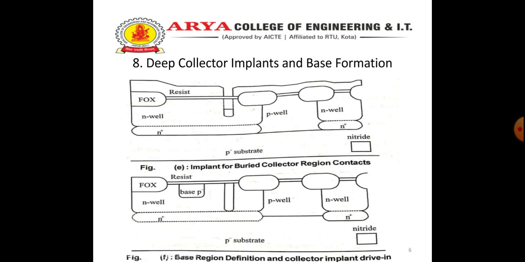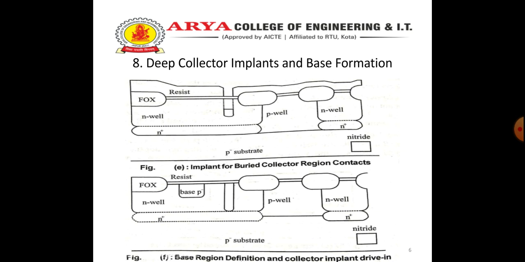Now, deep collector implants and base formation. The mask is now used to cover the remaining area with photoresist, and a deep N-type implant is done. This permits a contact to the underlying buried collector region.